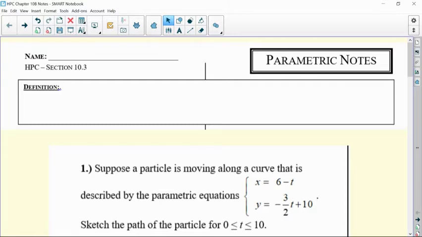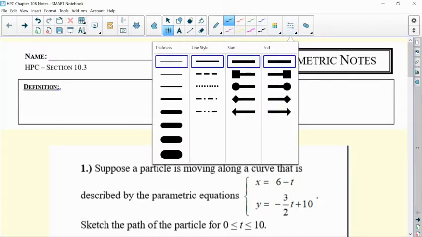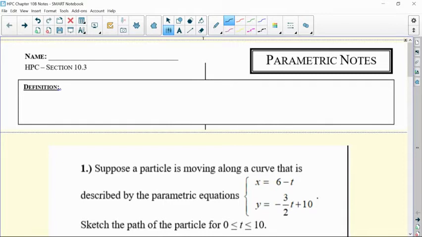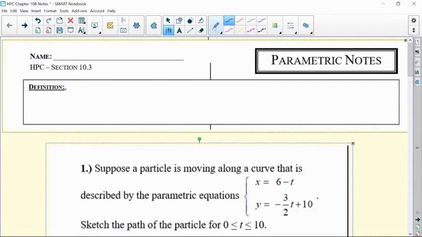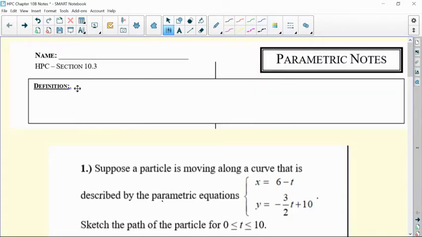And so, in terms of a definition of a parametric equation, like in our notes here, let me go ahead and switch to the smaller ink here. Okay. So for my definition here for parametric notes, for us, we're just going to have x's and y's. So it's going to be two equations, or a set of equations, that include a parameter.